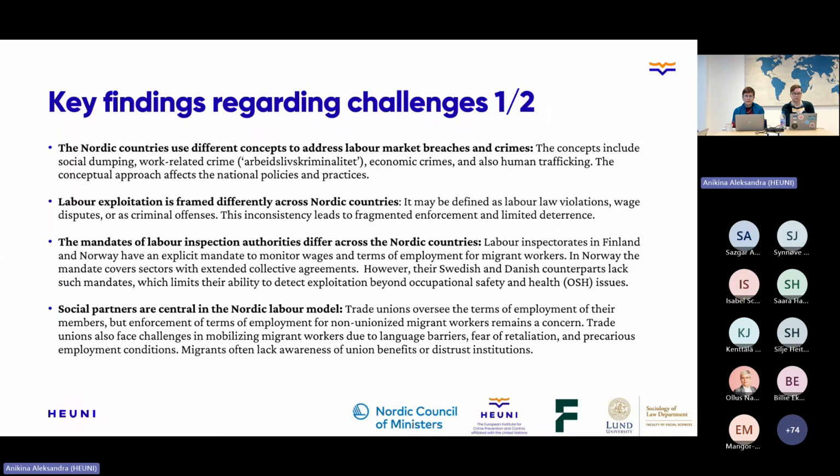So in Sweden and Denmark, the labour inspectorates cannot oversee the terms of employment, as this is the remit of the social partners. So the social partners are really crucial in the Nordic labour model, and trade unions obviously then oversee the terms of employment, especially of their members. But challenges remain with regard to non-unionized migrant workers. Who is to oversee the terms of employment of migrant workers who are not unionized if the labour inspectors do not have a mandate to oversee their terms of employment? So this is a concern in some of the Nordic countries.